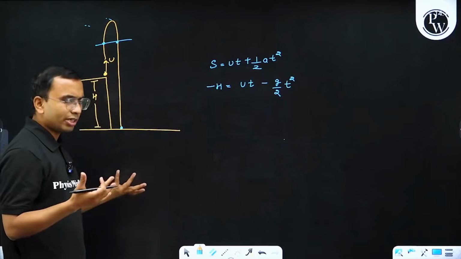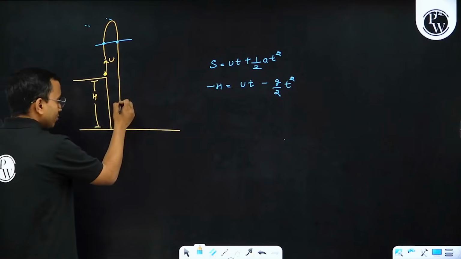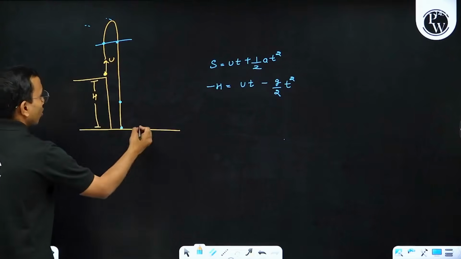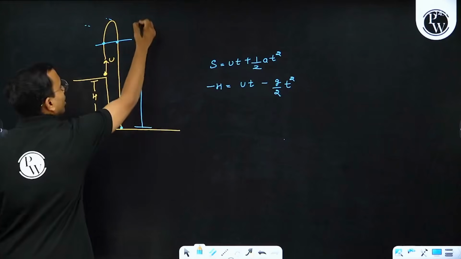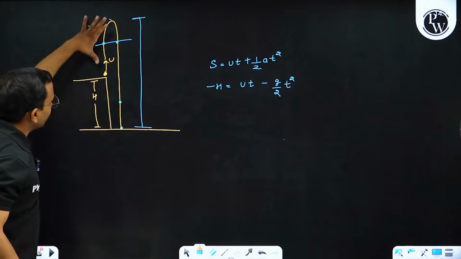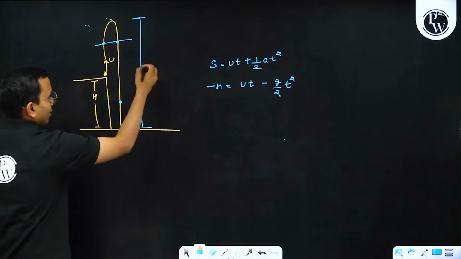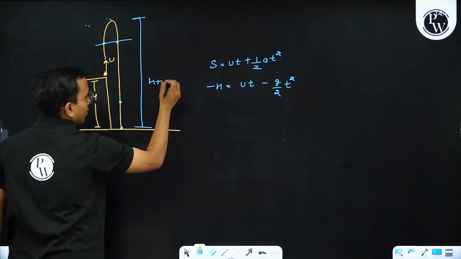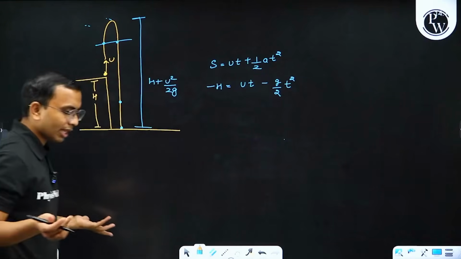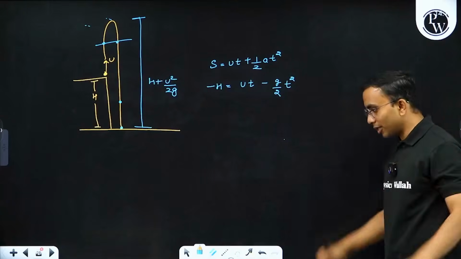And many other similar variations can come. He may ask when it will reach some point like this, or he may ask you what is the total height from the ground. Then you need to know what is this height: u square by 2g. What is this? h. So this will become h plus u square by 2g. So anything he is asking, you just need to use the same three formulas, that's all.